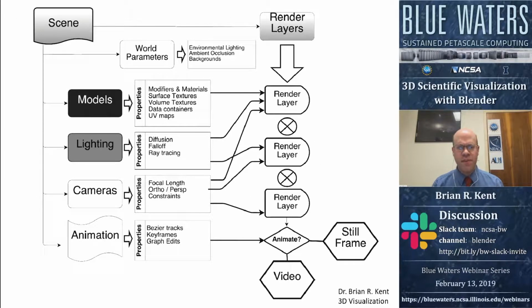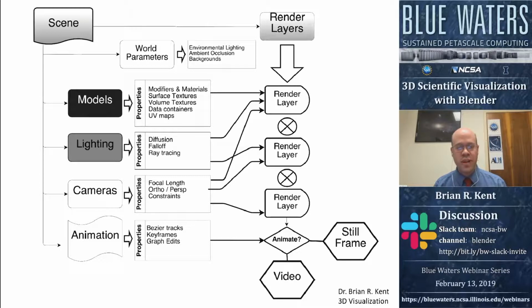So this is a kind of a visual flow chart of what I just mentioned. We're going to have our data visualization scene that eventually is going to become our rendering layers. We can have things like environmental lighting or what's called ambient occlusion in our backgrounds. And those are what I would classify as our world parameters that are going to be sitting within our scene. And then we're going to have our models, our lighting, our cameras, our animation, each of which are going to produce different objects and different layers within our data visualizations.